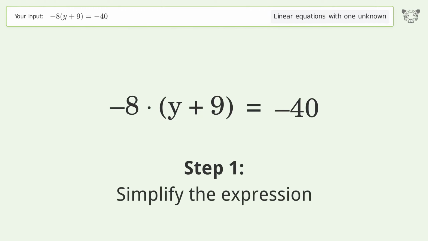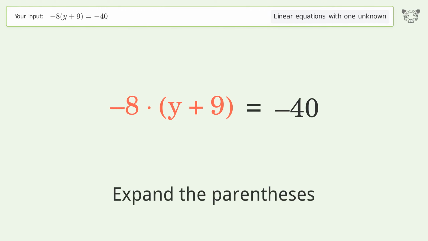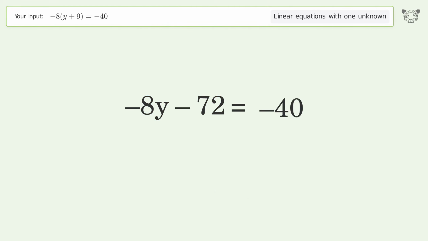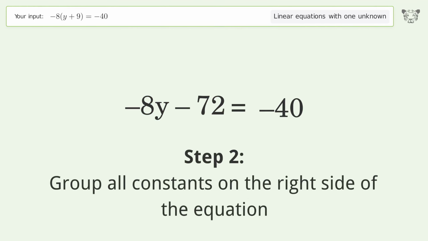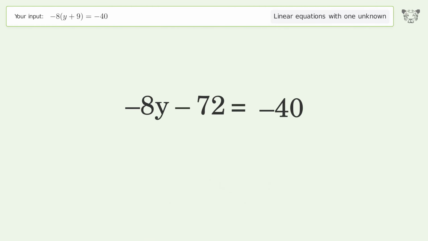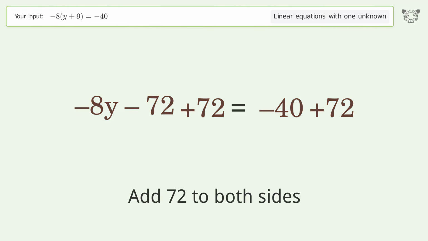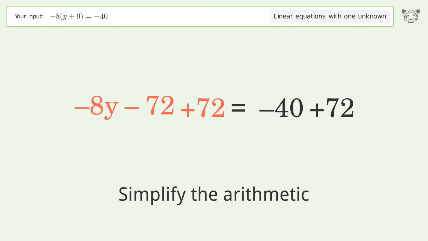Simplify the expression. Expand the parentheses. Simplify the arithmetic. Group all constants on the right side of the equation. Add 72 to both sides. Simplify the arithmetic.